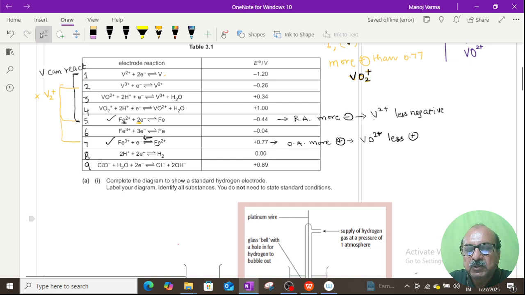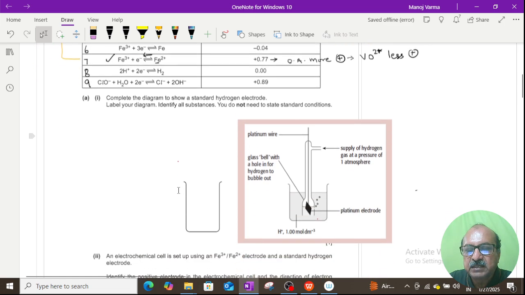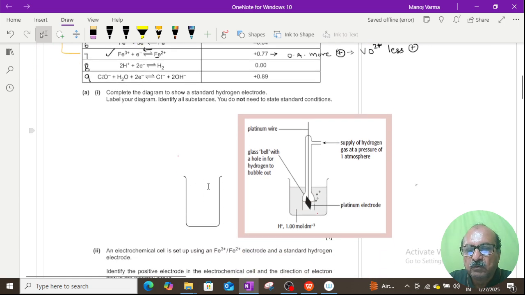Complete the diagram to show a standard hydrogen electrode. Label your diagram, identify all the substances. You do not need to state standard conditions. So you have to complete the diagram of the standard hydrogen electrode over here. Now I have just taken a picture of the standard hydrogen electrode, which you have to complete over here.